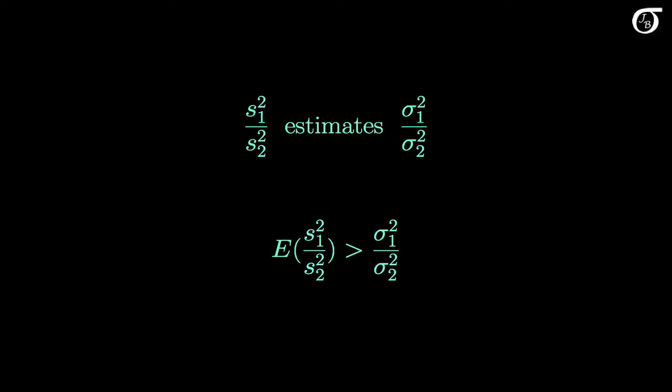The size of the bias depends on a few factors, including the sample size of the sample variance in the denominator. I'm not going to get into the details of that here. In most cases, the bias won't be very large, especially for large sample sizes. So the expectation of the ratio of sample variances will be pretty close to the ratio of population variances.